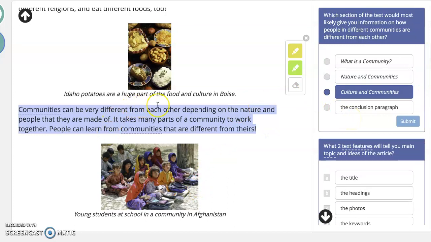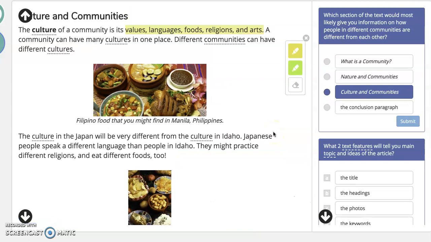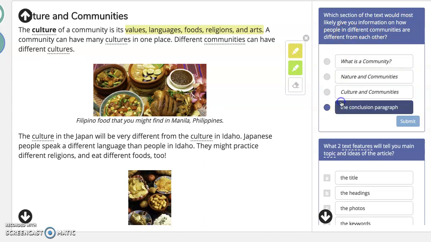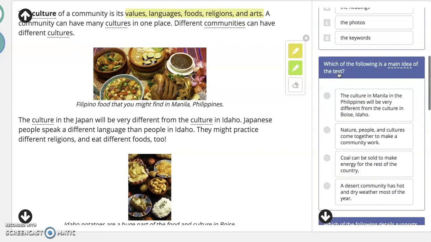Communities can be different from each other depending on the nature and people that they are made of. It takes many parts of a community to work together. People can learn from the communities that are different from theirs. So wait, does that also tell me how people in different communities are different from each other? It does. So now I have to figure out which one of these is the best answer for myself. Which one do you think is the best one? Pause and answer the question.